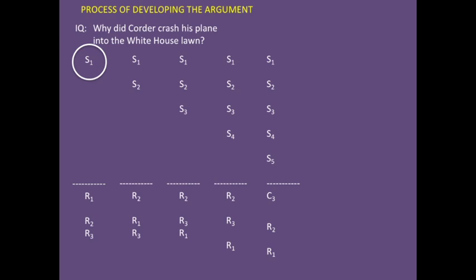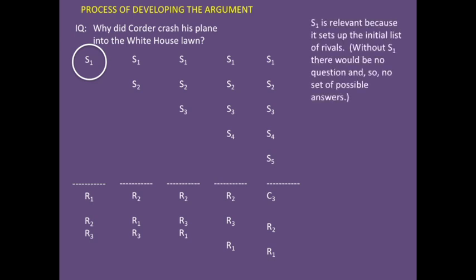Well, this information basically sets up the initial list of rivals. It's not changing a pre-existing list of rivals. Prior to S1, prior to Frank Corder's crashing into the White House lawn, there was no investigation, no question, no possible answers. And this is one case of a more general pattern where a piece of support can change the list of rivals in some way by either adding rivals to the list or removing rivals from the list.